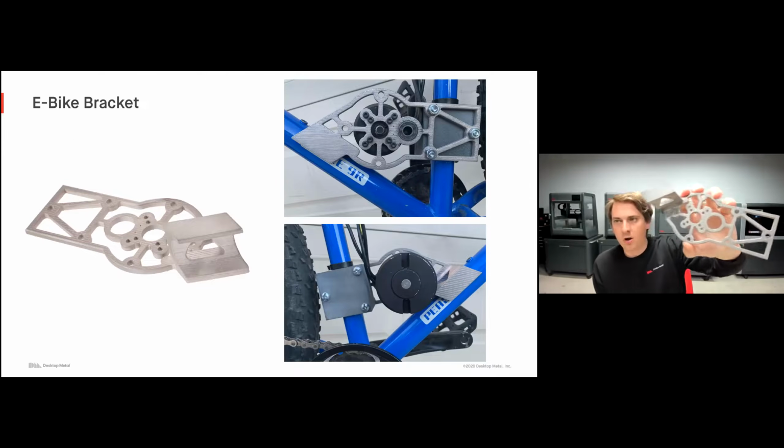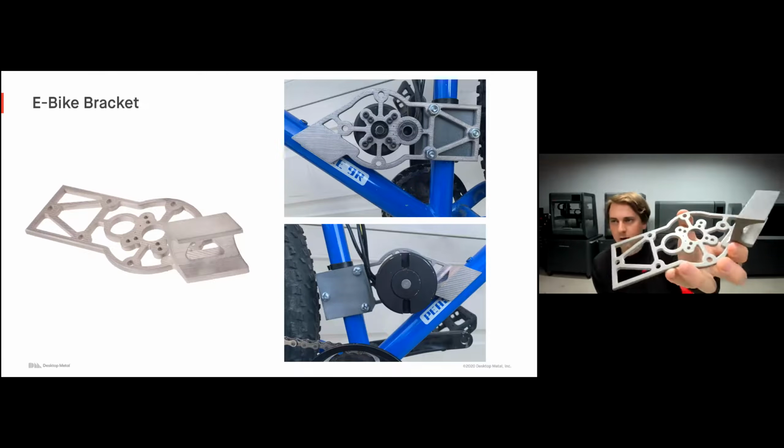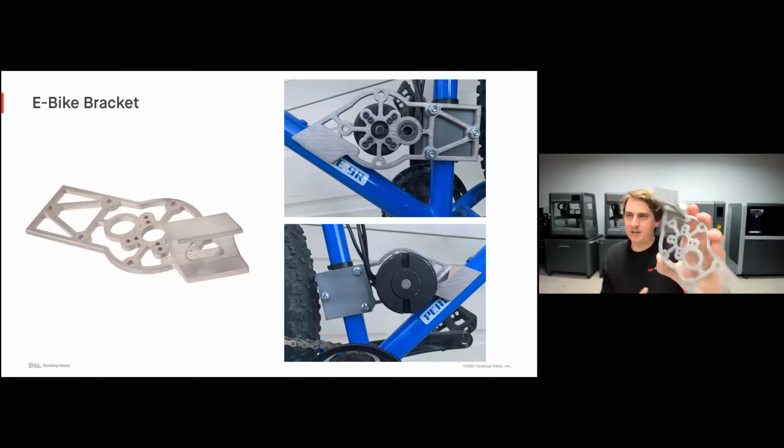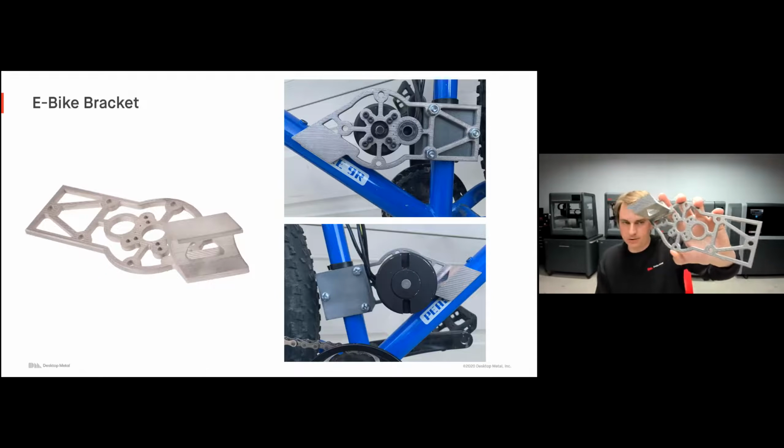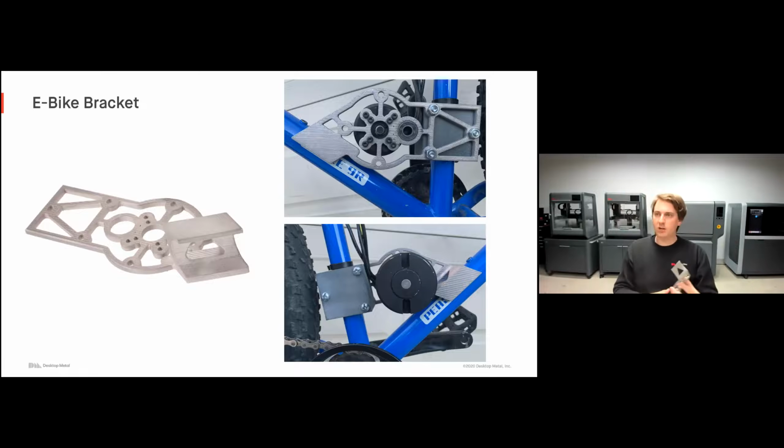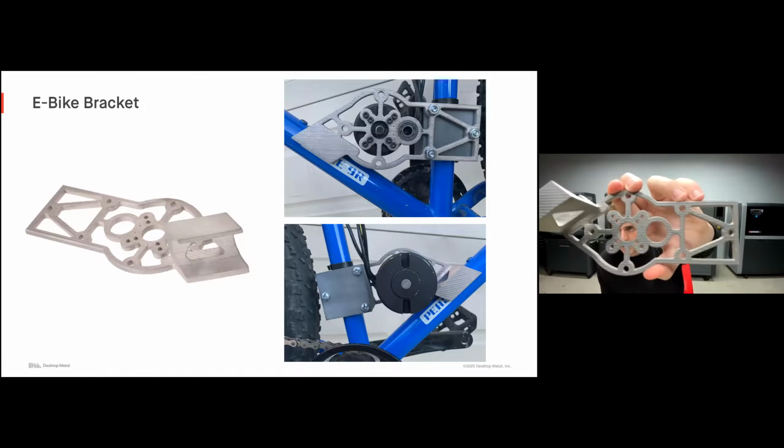Rather than machine this part, all I had to do was optimize my CAD file, throw it on the printer, and in a couple days, I have the metal part ready to install onto the bike. What's cool about this part, especially in comparison to machining, is you can see all the cutouts that I was able to incorporate into this part.